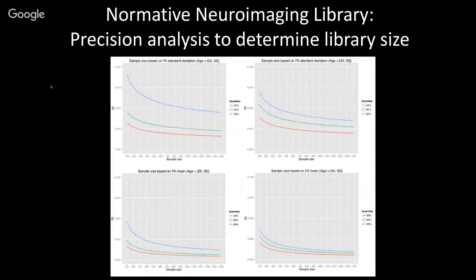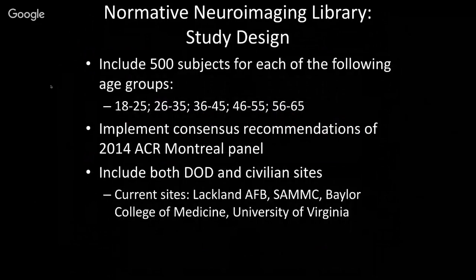In terms of numbers, this is really driven by a precision analysis that was done largely based upon diffusion tensor imaging, to understand where the point of diminishing returns was for precision. This analysis was performed to understand at what number of samples we reach a point of diminishing return for decreasing the variability that may occur more at the technical level.